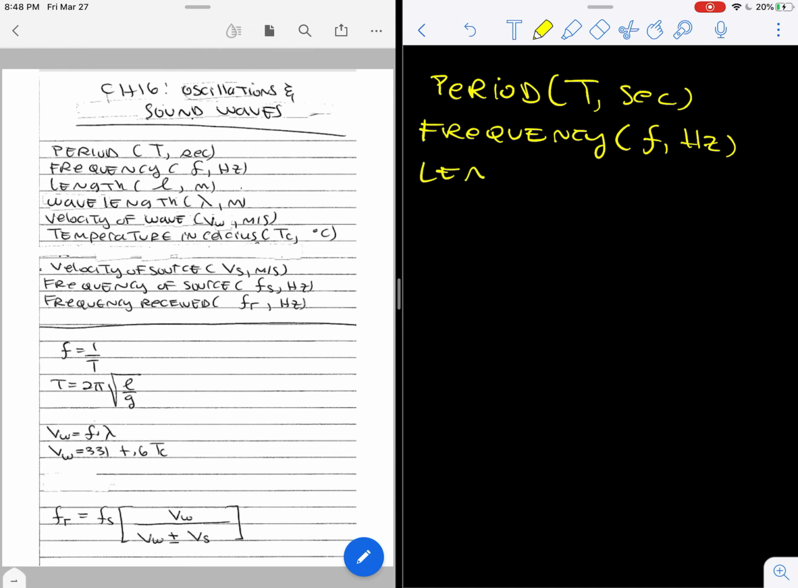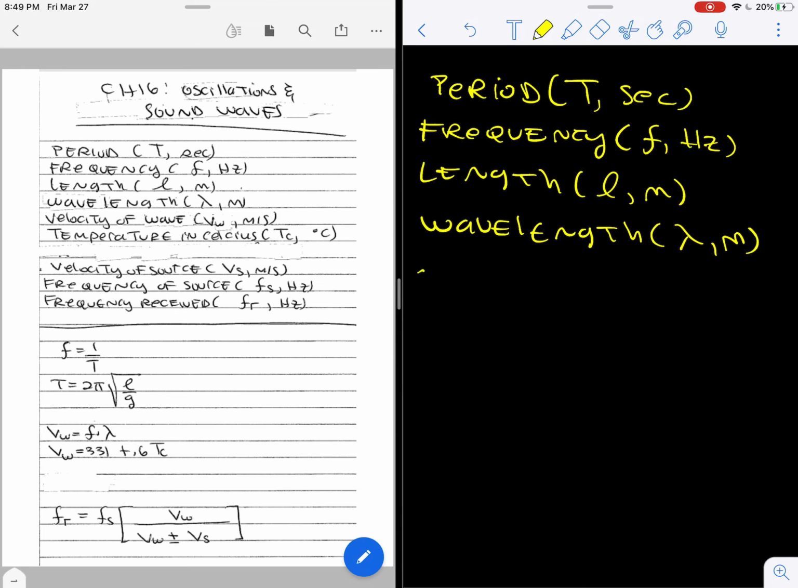Length, that's a lowercase l, measured in meters. And then there's wavelength, which is the Greek letter lambda, measured in meters. Wave velocity, that's VW in meters per second.